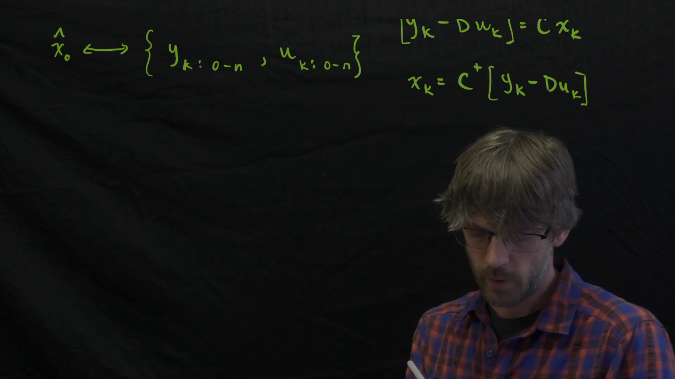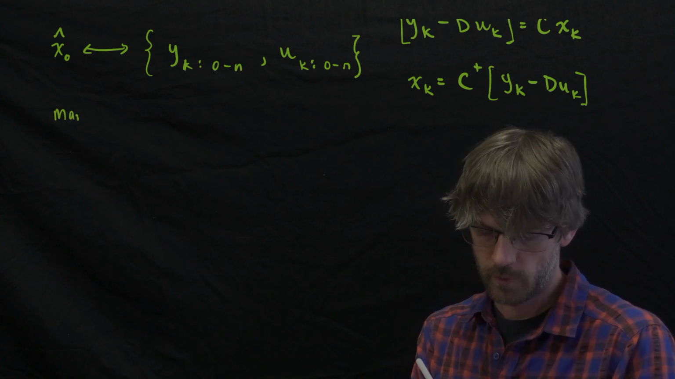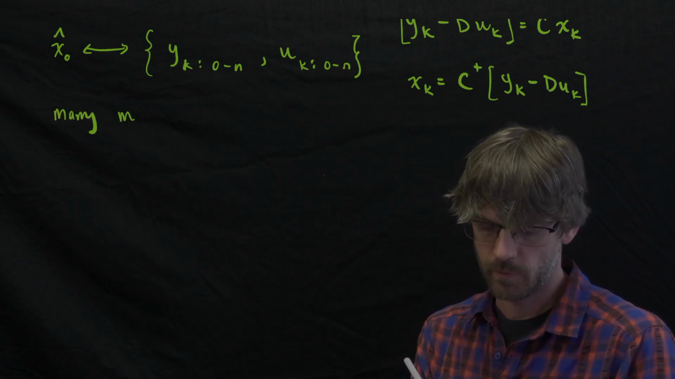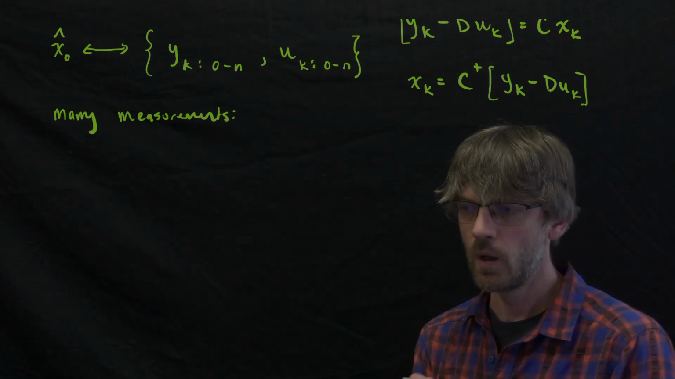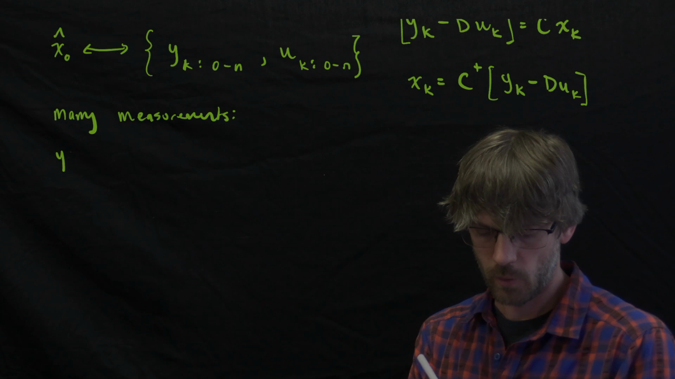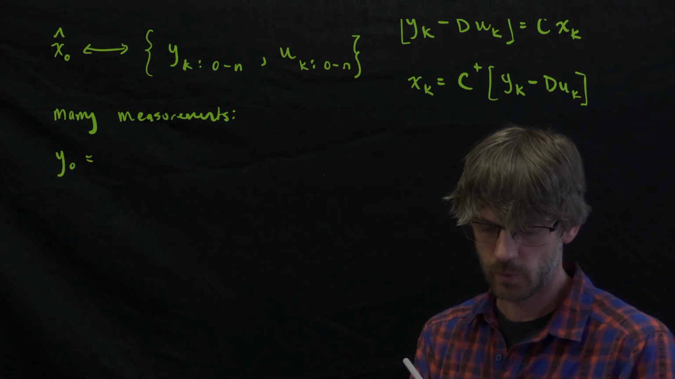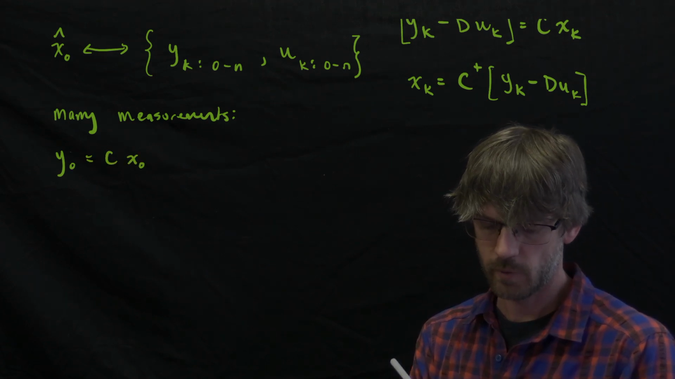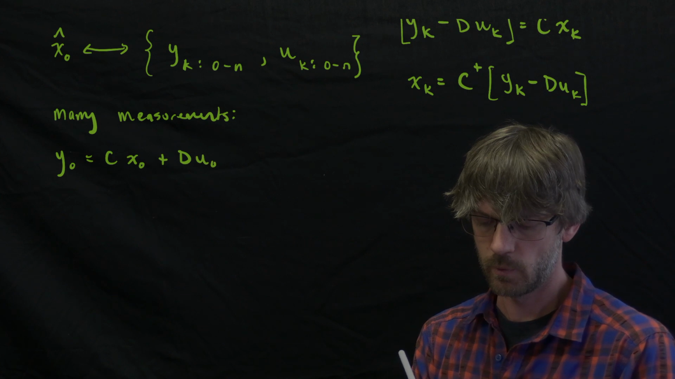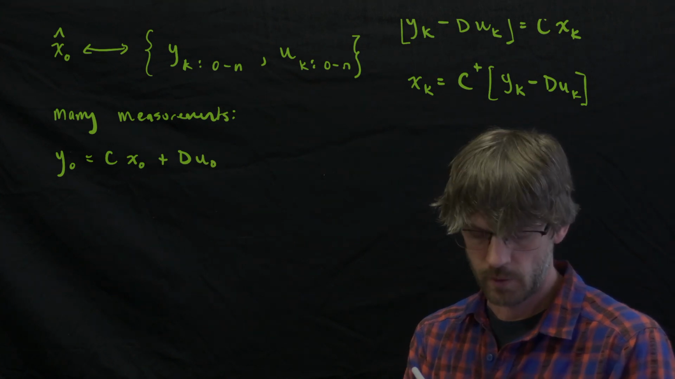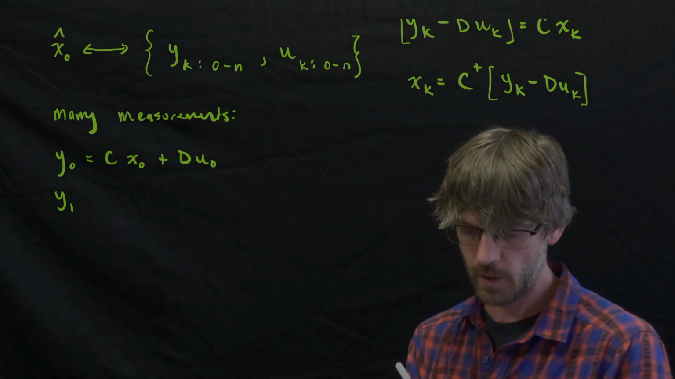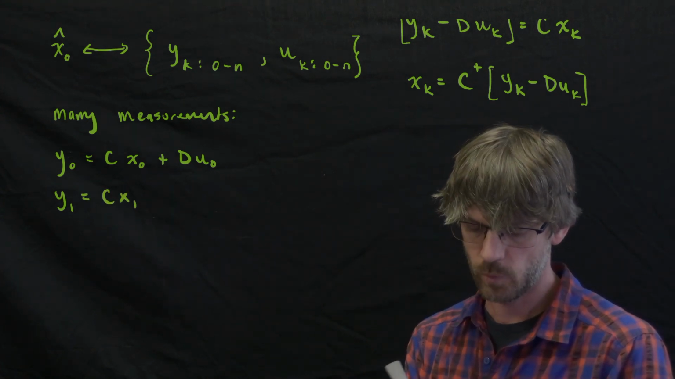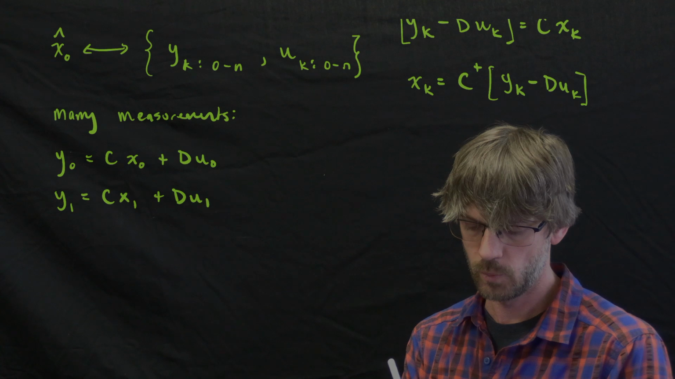So this is for many measurements. Let's start with just the first one. So y0 is equal to C x0 plus D u0. That one's easy. Now y at time step 1 further in time will be C x1 plus D u1.